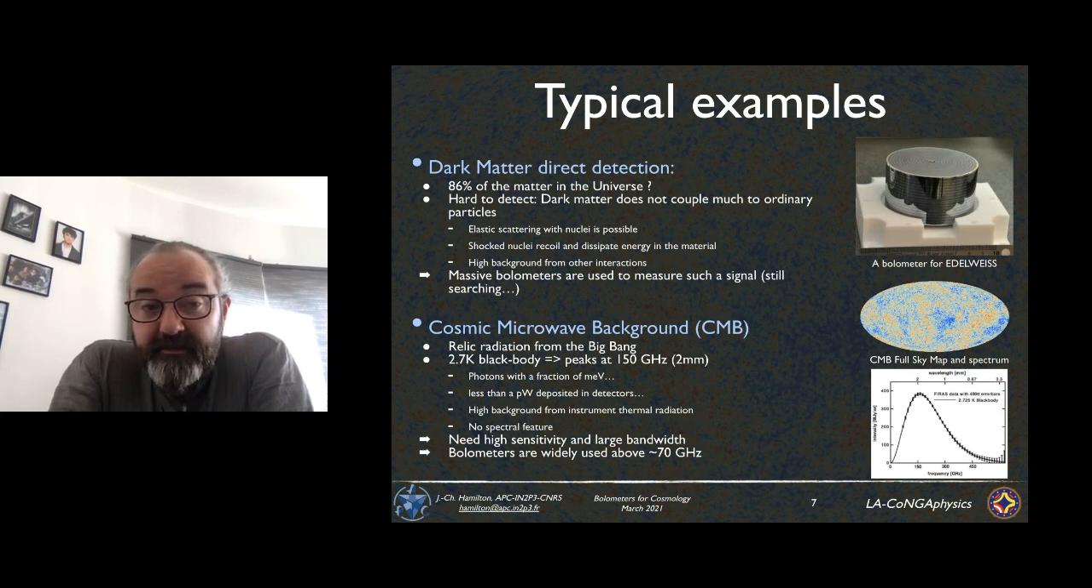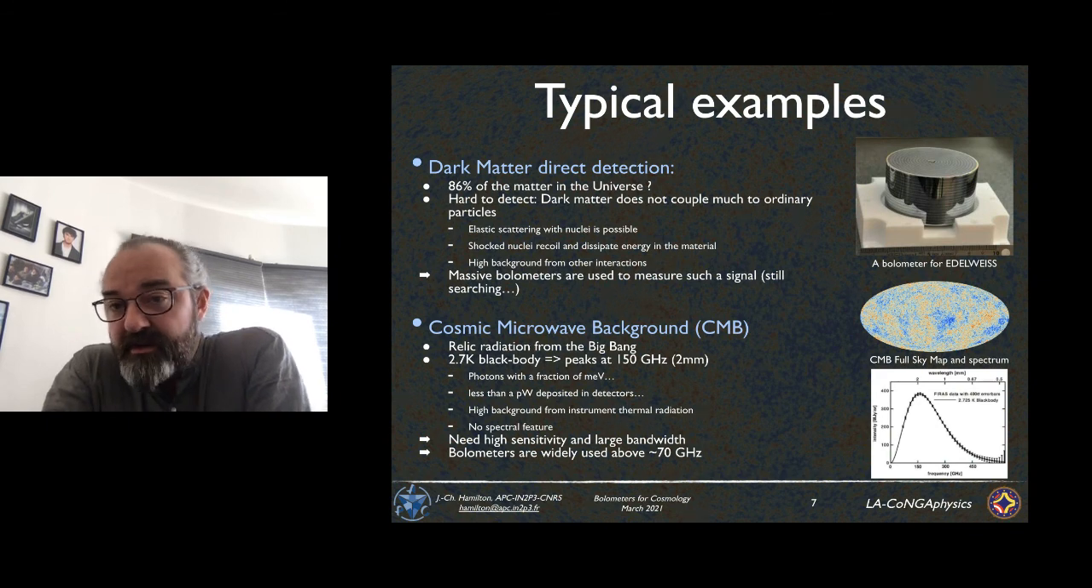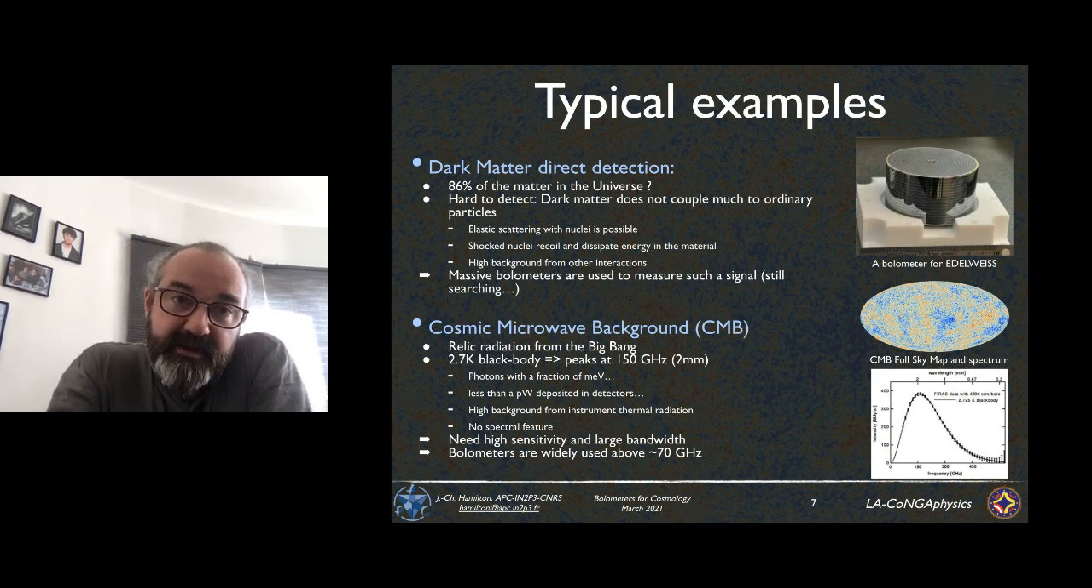You know that dark matter is about 86% of the matter in the universe and about 26% of the energy in the universe, which is not negligible. It's very hard to detect because what we think dark matter is, is a kind of matter that only couples through gravity to the rest of the universe. So they could be supersymmetric particles, they could be axions, there are many models.